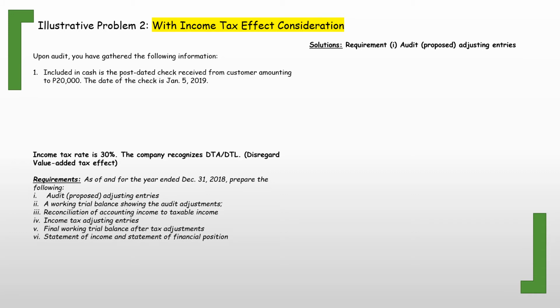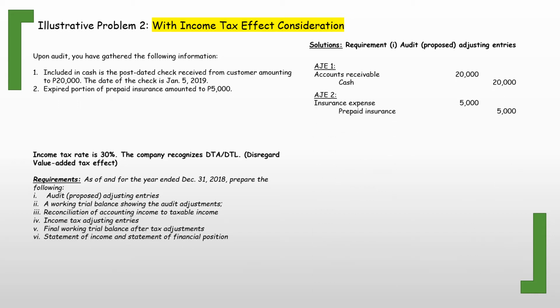Number 1 is, included in cash is the post-dated check received from customer amounting to 20,000. The date of the check is January 5, 2019. Our adjusting entry is debit, accounts receivable 20,000, credit, cash 20,000. Because this amount is not yet available for immediate use. Next is expired portion of prepaid insurance amounted to 5,000. Our adjusting entry is debit insurance expense 5,000, credit prepaid insurance 5,000.